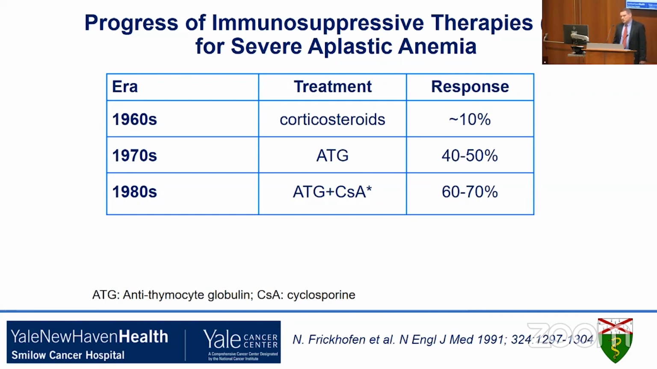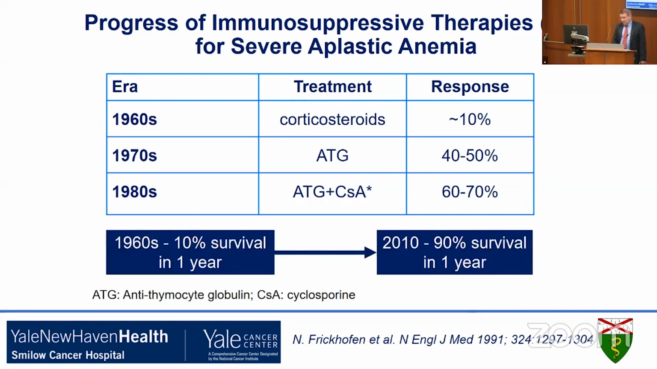With ATG, the response rate is 40-50%, and with ATG and cyclosporin, both drugs attacking T cells, modulating that immune response and the damage done to bone marrow, it's 60-70%. This led to improvement in survival among patients with severe and very severe aplastic anemia from 10% in the 60s to 90% from the beginning of the century. This is 1 year survival.